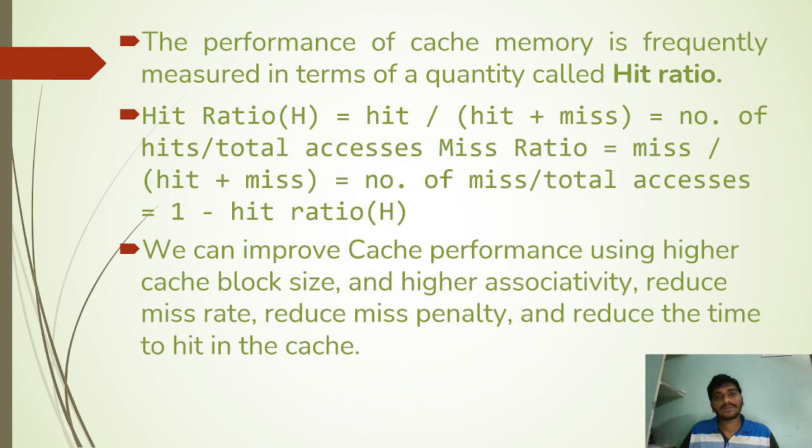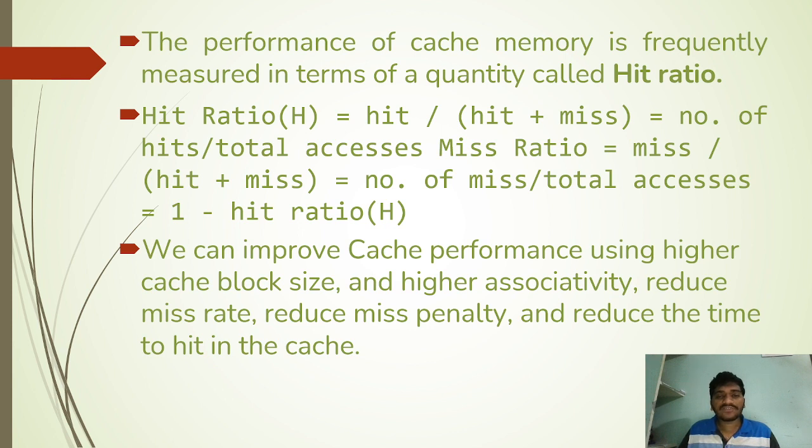The performance of the cache memory is frequently measured in terms of a quantity called the hit ratio. The hit ratio H equals hit divided by hit plus miss, which equals the number of hits divided by total accesses. The miss ratio equals miss divided by hit plus miss, which equals the number of misses divided by total accesses, and this equals 1 minus the hit ratio.